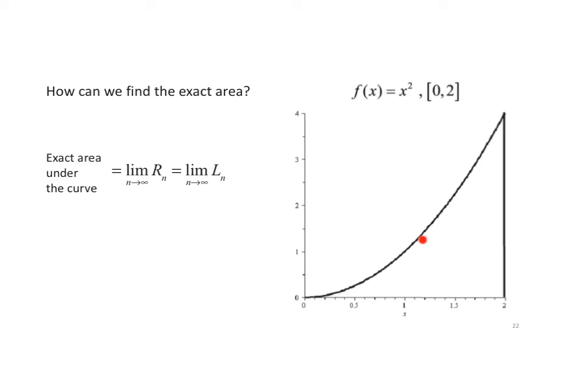Each rectangle will get thinner and thinner and thinner until it's essentially just like a line segment. In other words, you're imagining that you're adding infinitely many objects that are infinitely thin. And that's going to get you the exact area under this curve.